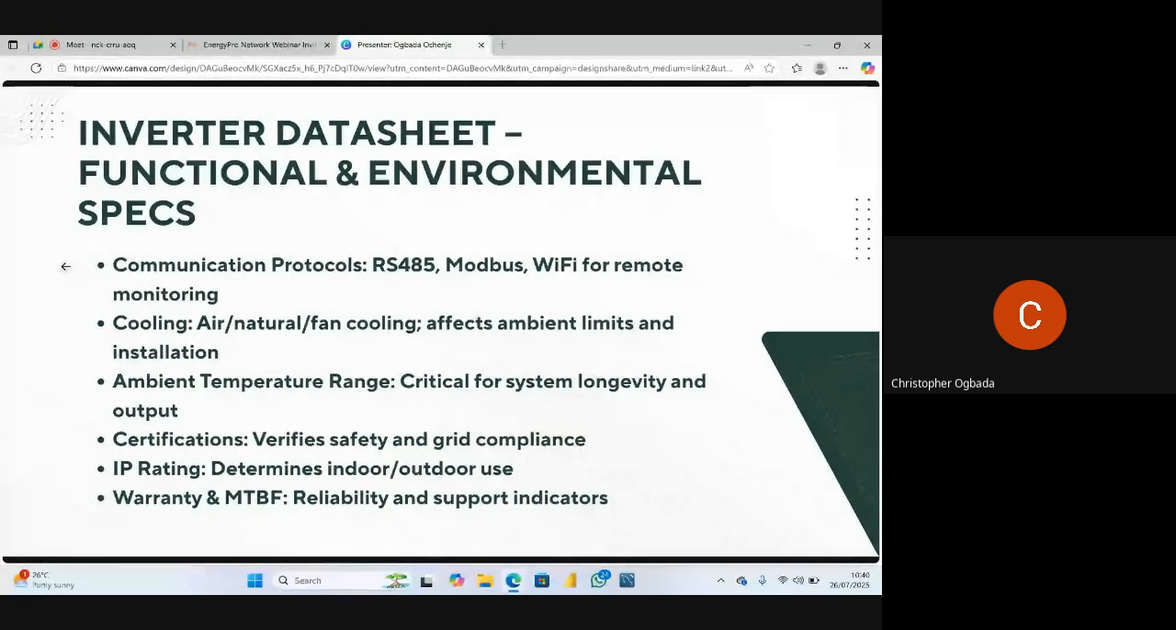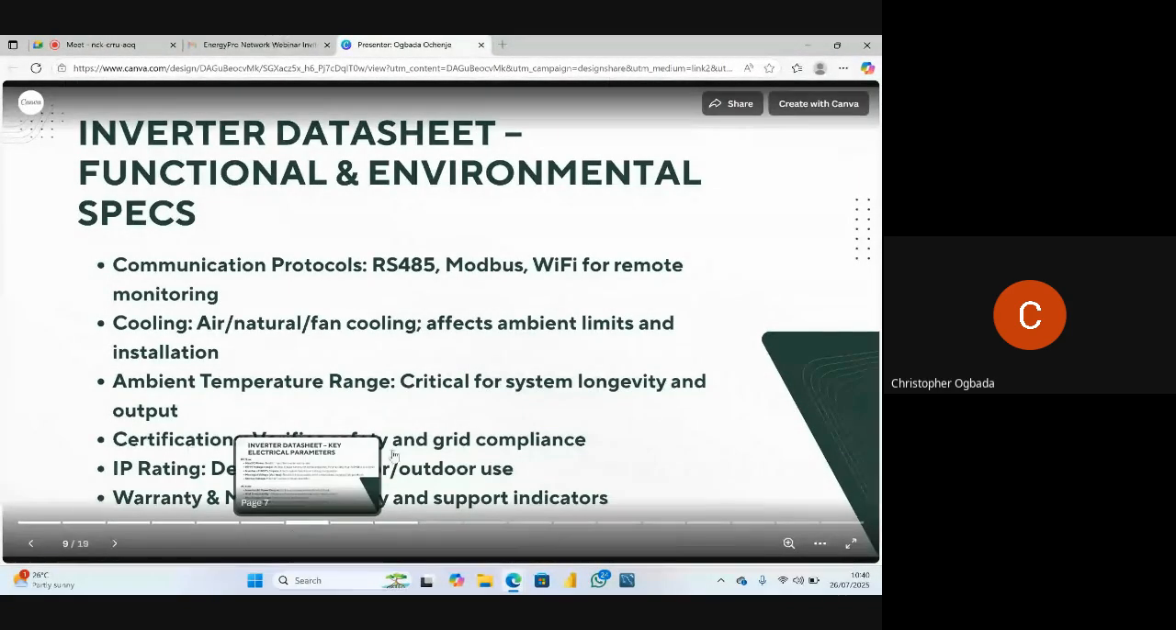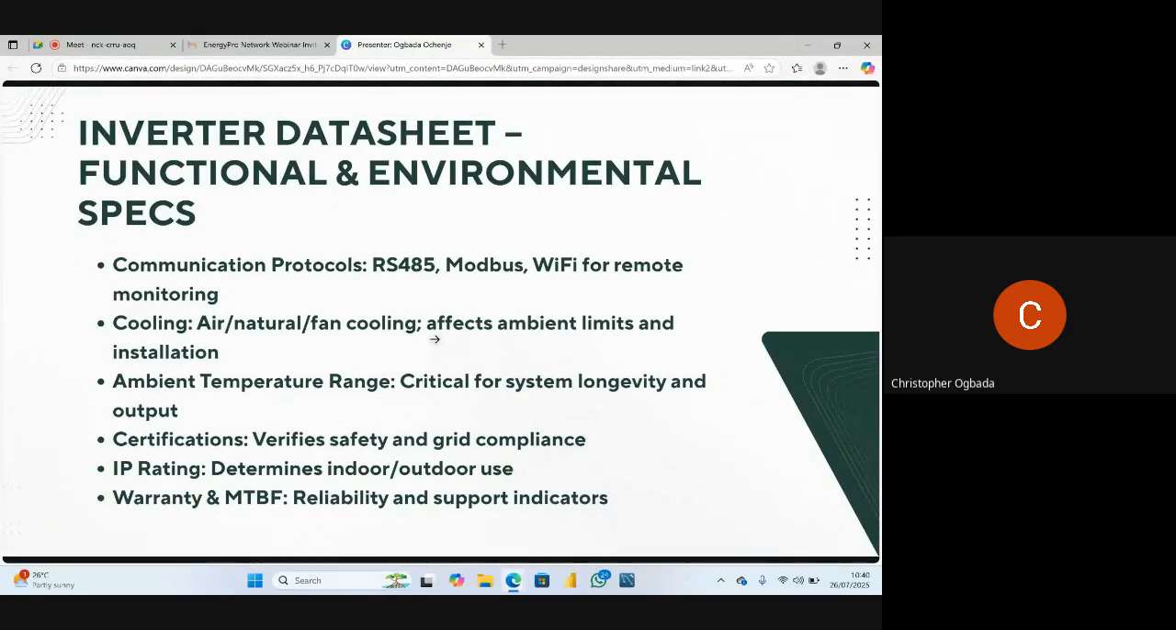So, inverter data sheet: functions, environmental, and communication protocols. The inverter also has communication protocols. So in trying to select your inverter, it is also very important that you look at the batteries that are compatible with that inverter, that communicate with it. Then cooling, certification, and the IP rating. The IP rating will tell you whether the inverter can be installed outside or whether it is an indoor inverter. IP66, for example, is an inverter that is waterproof and dustproof, so those can be comfortably installed outside. So try to understand what this rating means and its significance.